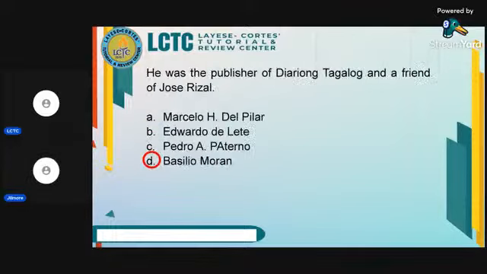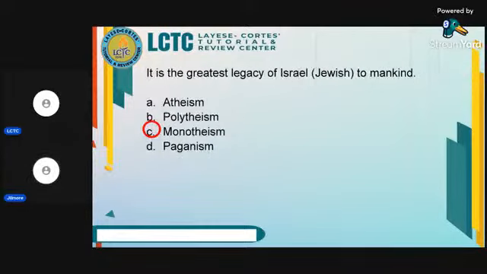Basilio Moran. It is the greatest legacy of Israel or the Jewish people to mankind: Monotheism. They were the first group of people who worshipped one God. Atheism, the belief that there is no divine being. Polytheism, a belief in many gods. Paganism, the belief in superstitious gods.